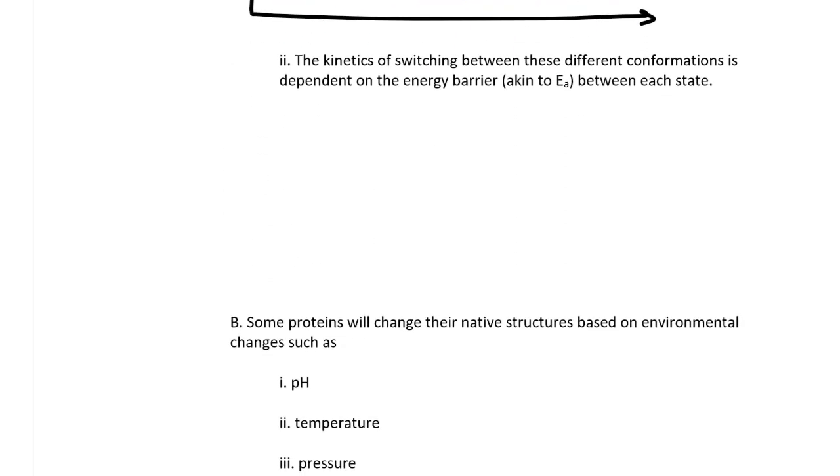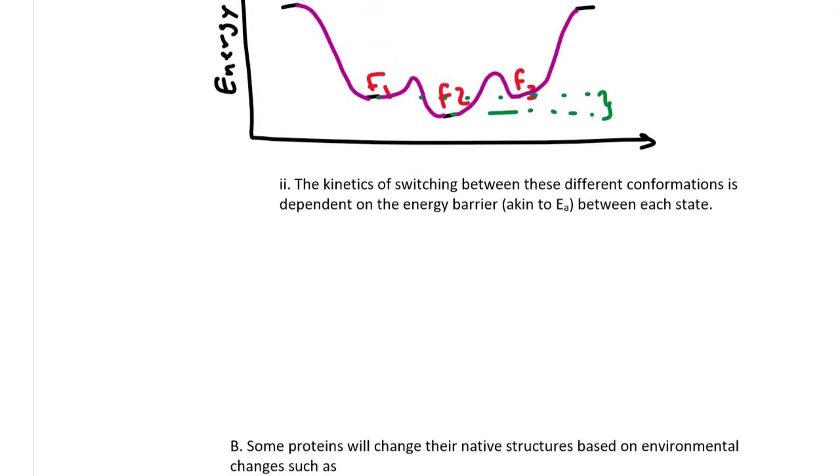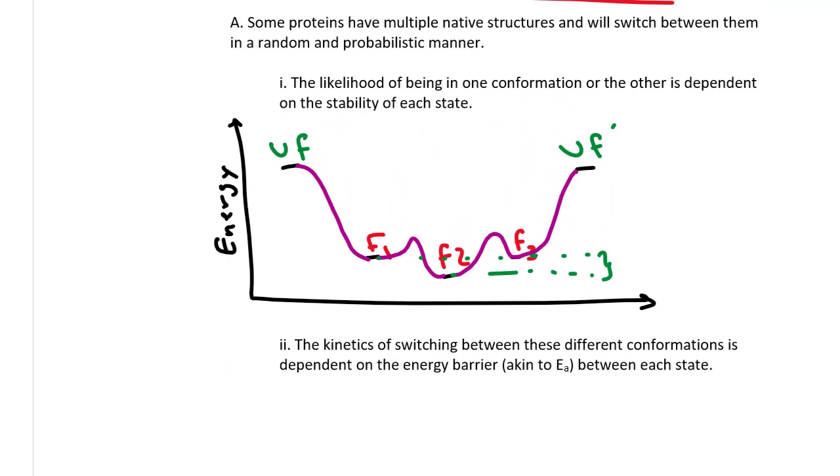The kinetics of switching between these different conformations is dependent on the energy barrier, akin to the energy of activation, between each state. And we kind of drew that here where we have these energy barriers right here, for example, and right here, for example. And if they're rather large, how fast the protein switches between one state and the other would be slower. Whereas if those barriers are a little bit less, it'll be faster.